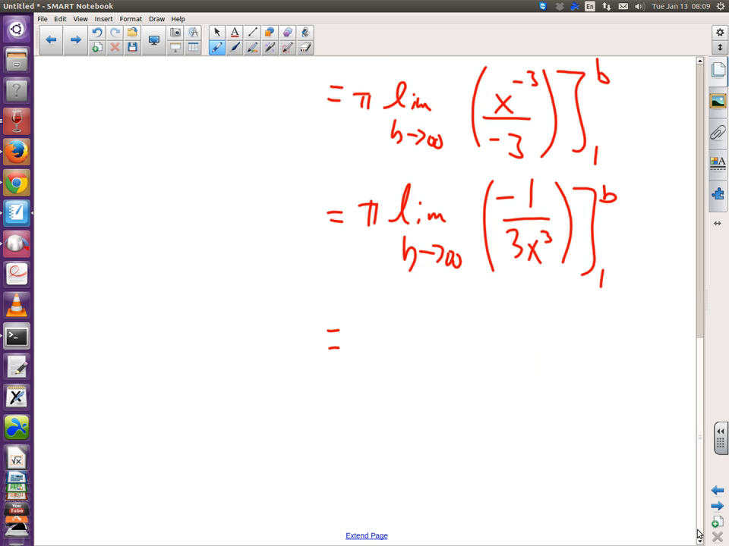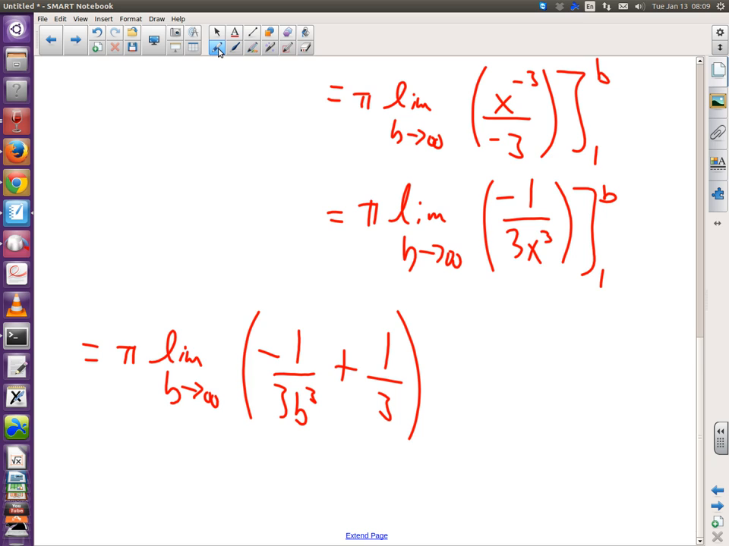So here we go. It's going to be pi times the limit as b goes to infinity of plug in b, negative 1 over 3b cubed, minus plug in a. But if you subtract the negative, you're adding, and if you plug in 1, this limit you can do in your head, can't you? It's 1/3 times the pi. This is bottom heavy. As b goes to infinity, this goes to 0. So 0 plus 1/3 is 1/3. That's the limit times the pi. It's pi thirds cubic units.